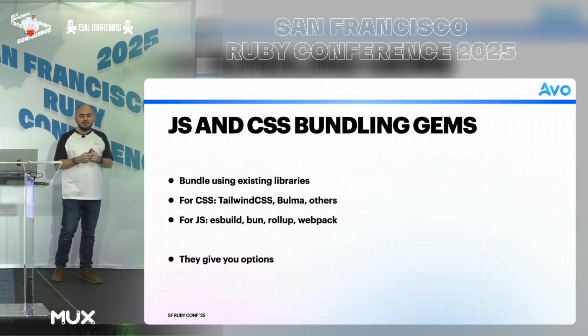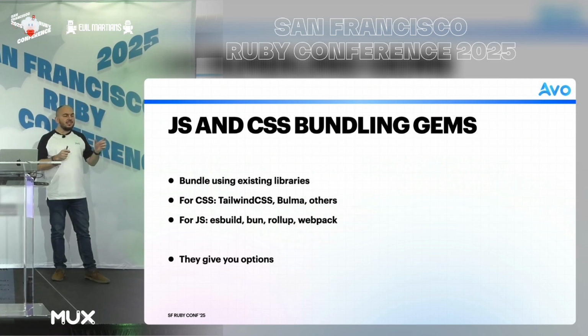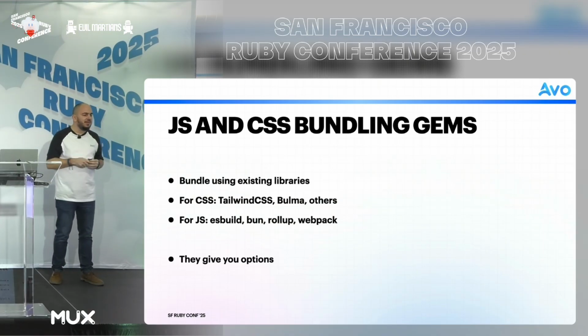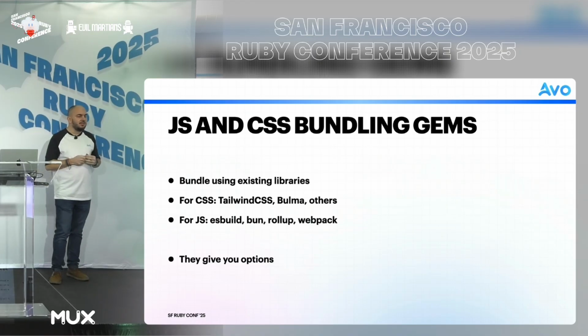JS bundling and CSS bundling. These are essentially tools, other processes, other packages, which bridge the gap between what Sprockets used to do and Propshaft doesn't. So instead of having something in Ruby to actually bundle JavaScript or CSS, we use these libraries, which do it much, much better than we could do it in Ruby.